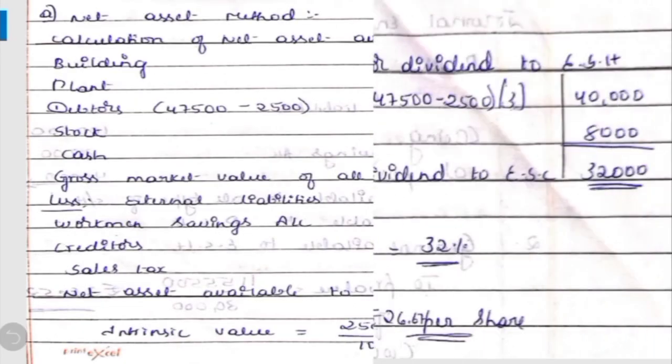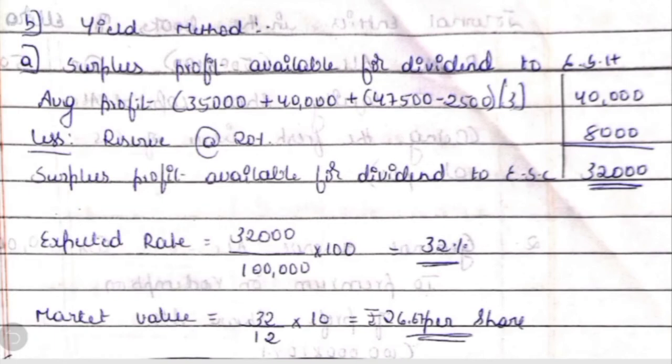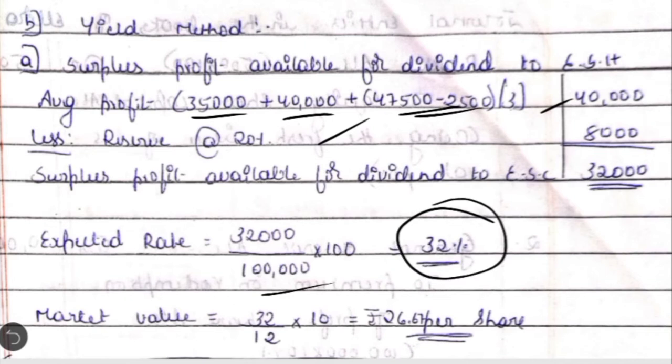So let's calculate now what is the market value. Surplus profit available: 2013, 14, and from 15 we are deducting bad debt, divided by 3, you get 40,000. Transfer to general reserve is 20% of after tax profit. Then surplus profit available for dividend to equity shareholders is 32,000, divided by total paid up capital, into 100, we get the expected rate of dividend to be 32%. Market value is equal to expected rate 32% divided by normal yield 12%, into the paid up value per share, 10. So you get the answer 26.67 per share.